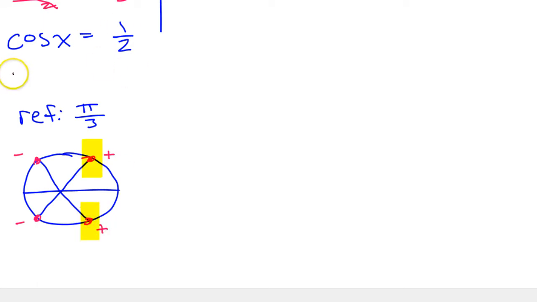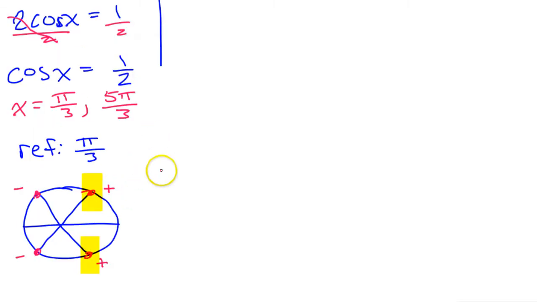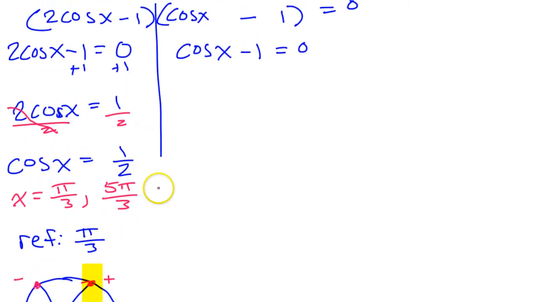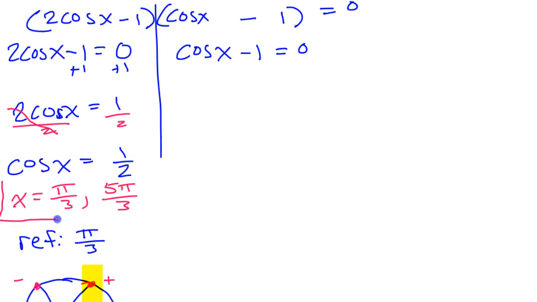Which is why the answers are x equals pi over 3 or 5 pi over 3. So we have pi over 3, 5 pi over 3. We have those 2 solutions so far. I guess I might as well put a box around that. But we may get more solutions from the other side.